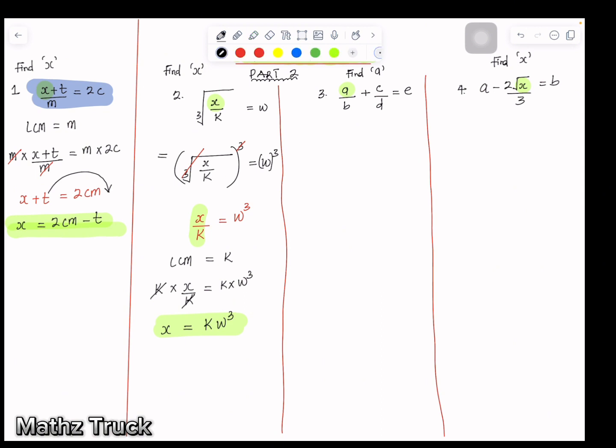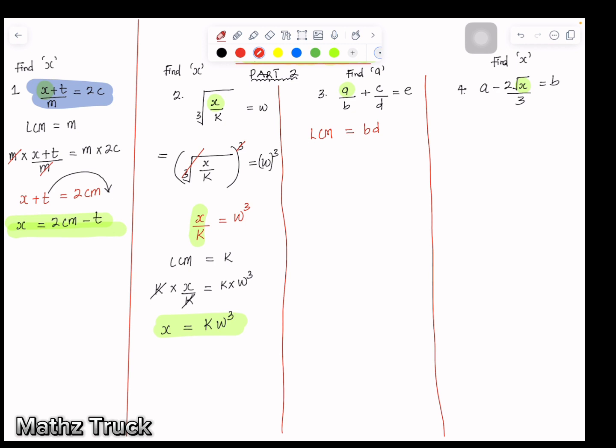Now, let's move to question 3. Question 3 is basically an entire fraction question. We have find A, where we have A over B plus C over D equals E, making A the subject. Now, here, you can simplify the entire expression by knowing the LCM. Your LCM will be B and D, as though you are having a simple number of fractions. So your LCM will be BD.